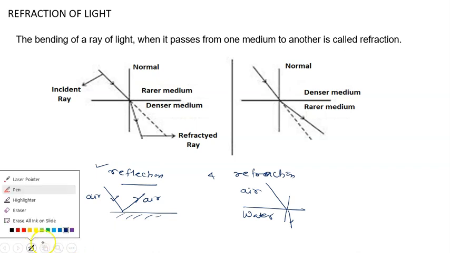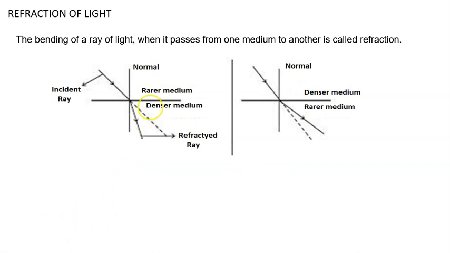Now here you are supposed to know, when the light travels from rare medium to dense medium, it bends towards the normal. This is the normal. And when the light travels from dense to rare medium, it moves away from the normal. This is the incident ray. This is the 90-degree angle.